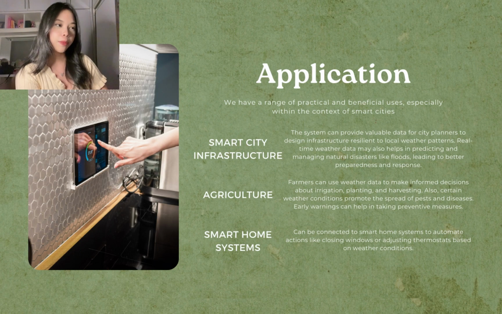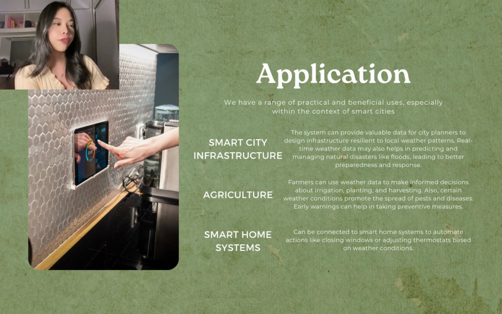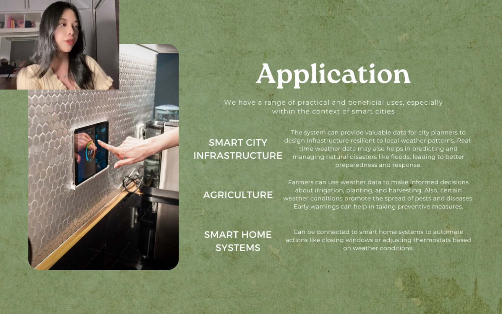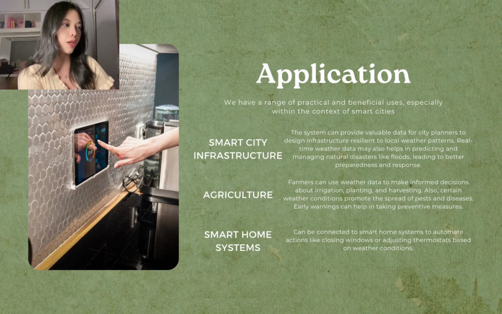Next, we have application, where we have a range of practical and beneficial uses, especially within the context of smart cities. First, we have smart city infrastructure. The system can provide valuable data for city planners to design infrastructure resilient to local weather patterns. Real-time weather data may also help in predicting and managing natural disasters like floods, leading to better preparedness and response.